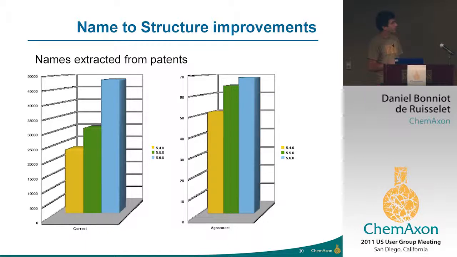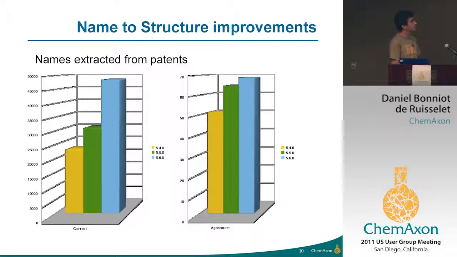And the agreement here is quite interesting, because those structures were generated by a competitor tool. And so this is the rate of agreement that we had. In 5.4, we had only 50% agreement. And this went up to 60, and now we are almost 70%. So clearly, the increase that you see here is because the quality of the structures we generate is improving. But still, it's pretty low.